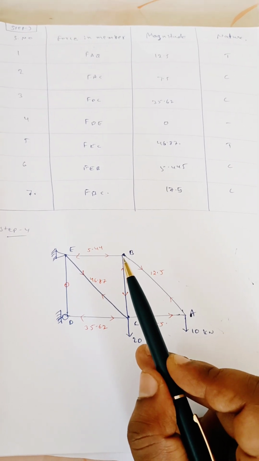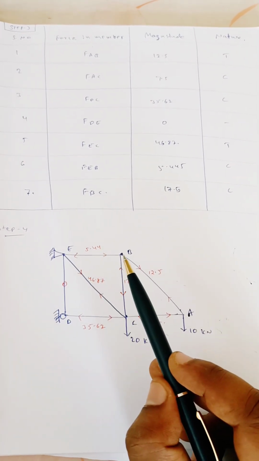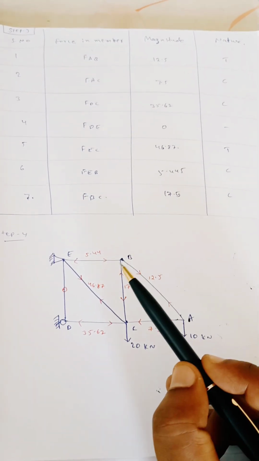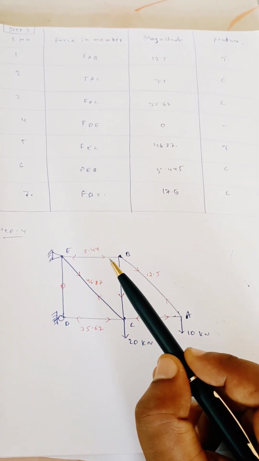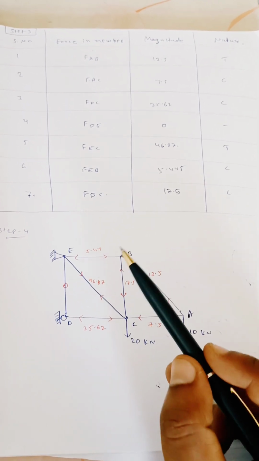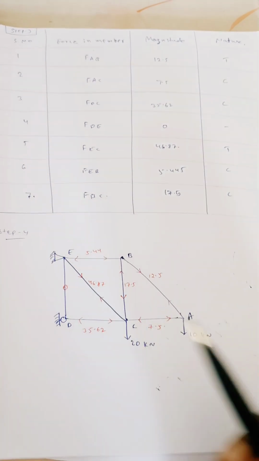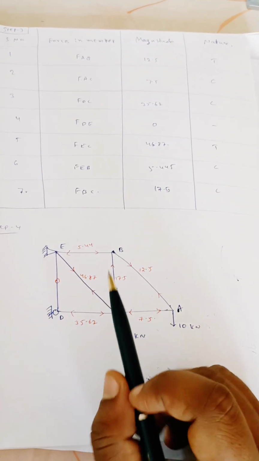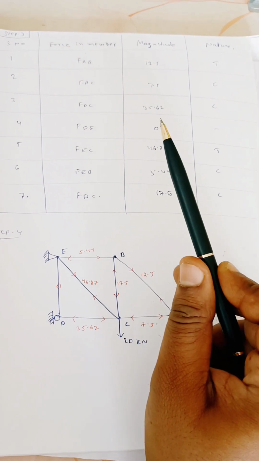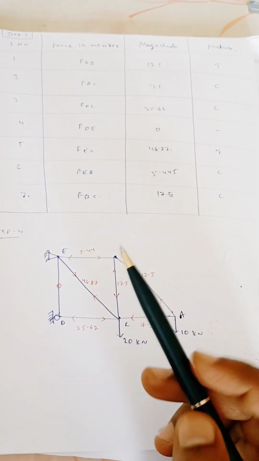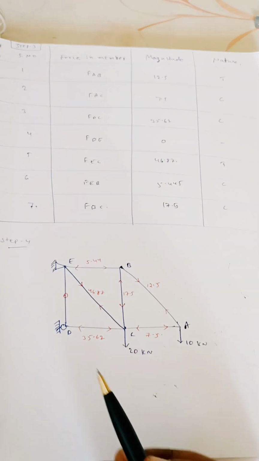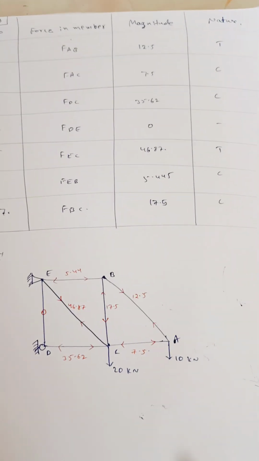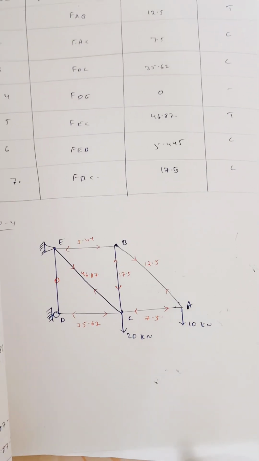Same here also. At B, we will see this value FEB. What is the value of FEB? 5.445, compression. So at joint B, compression, so towards the joint. Similarly, at D, what is the value of FDC? Minus 35.62, that is compression, so towards the joint. That's it. This is how we analyze the truss using the method of joints.